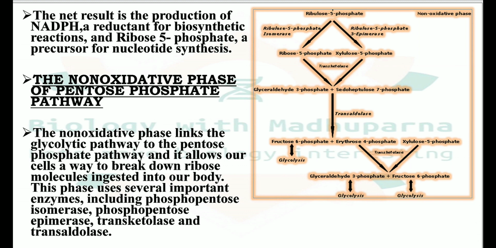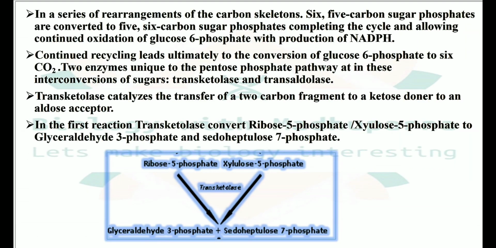This phase uses several important enzymes including phosphopentose isomerase, phosphopentose epimerase, transketolase, and transaldolase. In a series of rearrangements of the carbon skeletons, 6 5-carbon sugar phosphates are converted to 5 6-carbon sugar phosphates, completing the cycle and allowing continued oxidation of glucose 6-phosphate with production of NADPH. And continued recycling leads ultimately to the conversion of glucose 6-phosphate to 6 CO2.